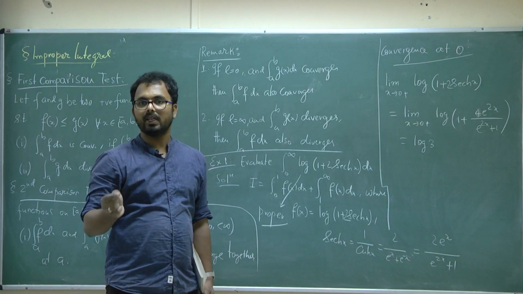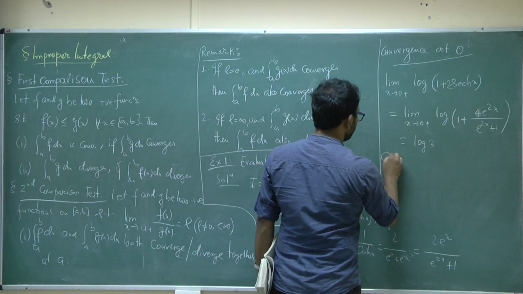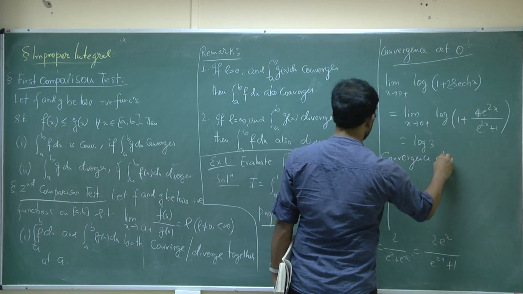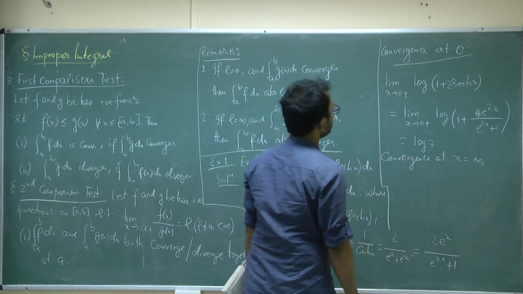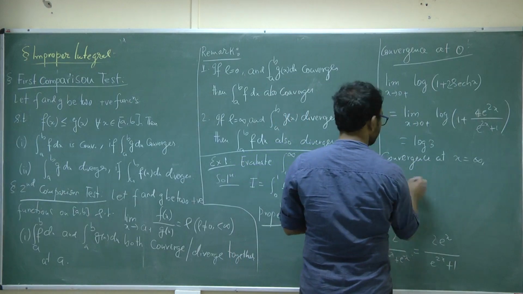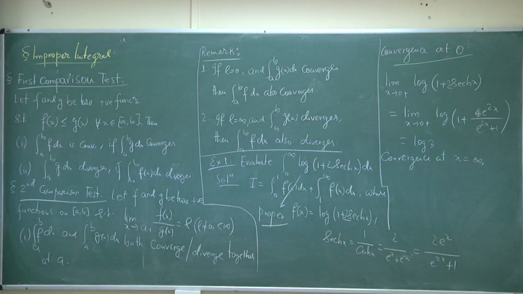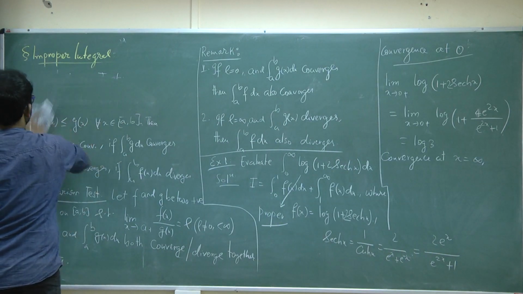Now what will be that limit? That's a different question. That's not what we are concerned with. Now the second point is convergence at x equals infinity. So we have to check whether it is convergent at x equals infinity or not. And in order to do that, we will now take help of some inequality. So basically, the first comparison test involves how good you are at inequalities.